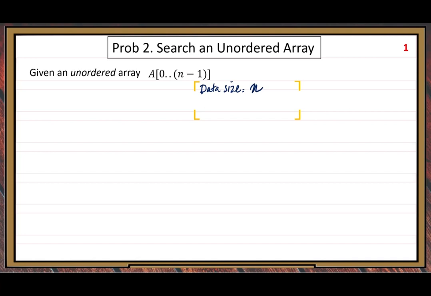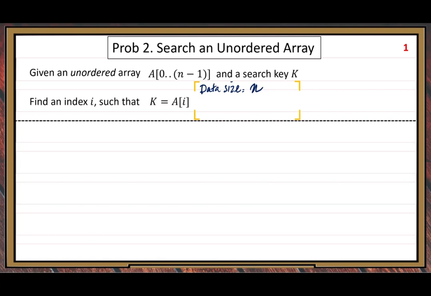So here, the first time I use this data size concept. Later, I will spend some time to explain the meaning of the data size. All right. And a search key k, the known values. Our goal, we need to find an index I such that k equals A[I]. So it's a simple computing problem.